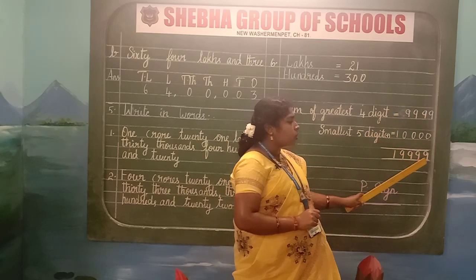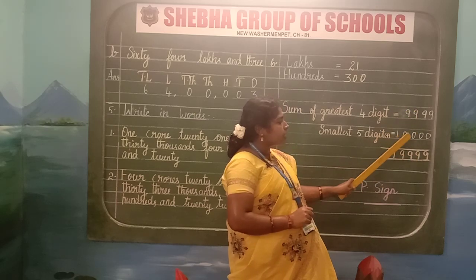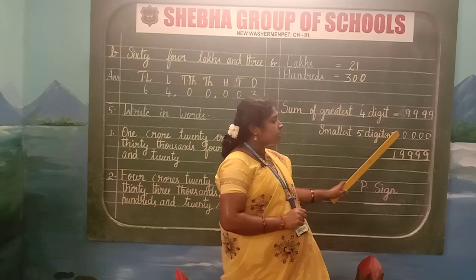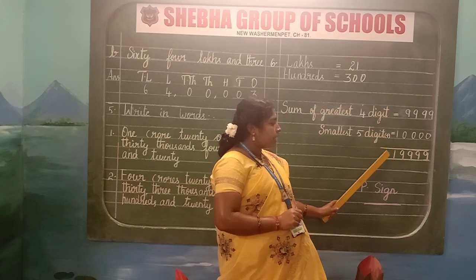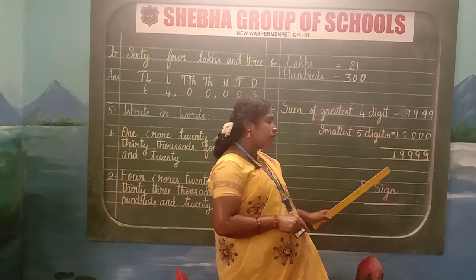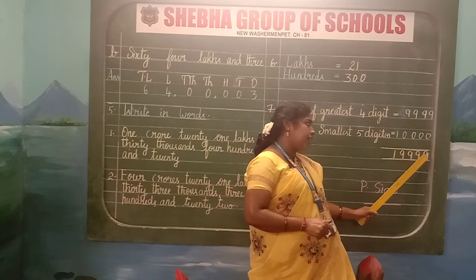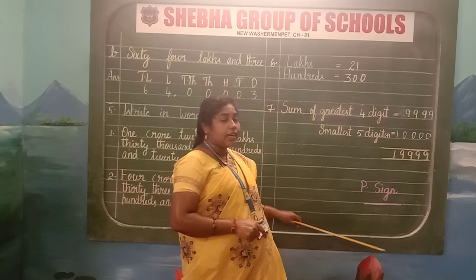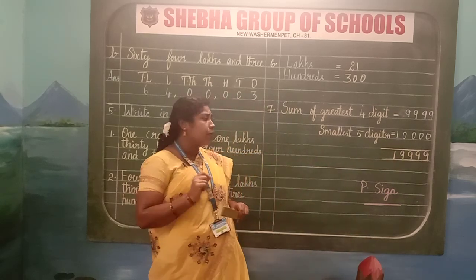9 plus 0, 9. 9 plus 0, 9. So there is no number to add with 1. So write the number 1 as it is. So we get the answer 19,999. After completing this, children, you may draw a line with your scale and pencil.